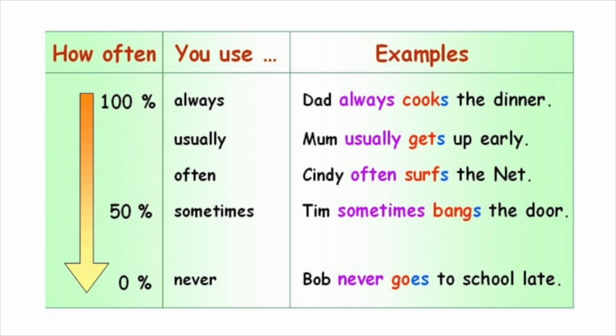And then 50% of the time, we can use the time marker sometimes. Like Tim sometimes bangs the door. Yes, if he does it like 3 or 4 times out of 10, we can say sometimes. And then all the way to the bottom, for something we don't do at all, we can say never.